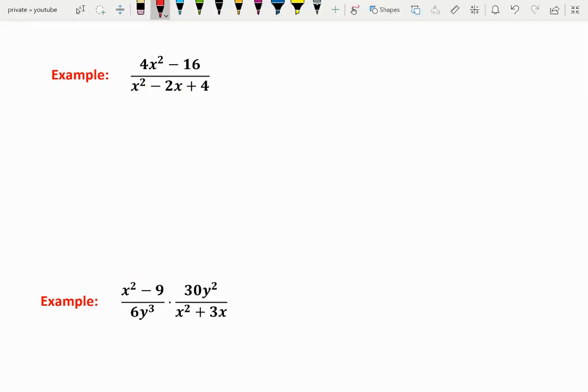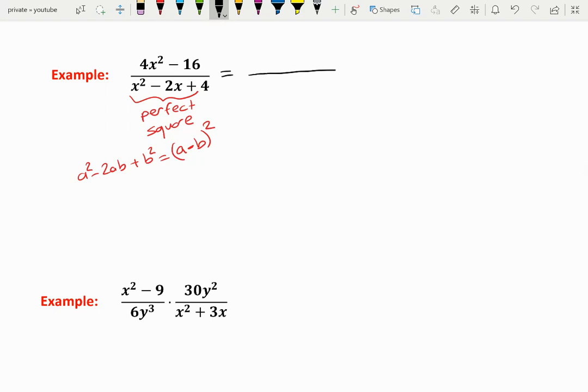Okay, let's say we have another example. In this example, in the denominator we have a perfect square. Let me remind you what the perfect square was. a squared minus 2ab plus b squared can be written as a minus b squared. So in my example, in the denominator, I will write x minus 2 squared.